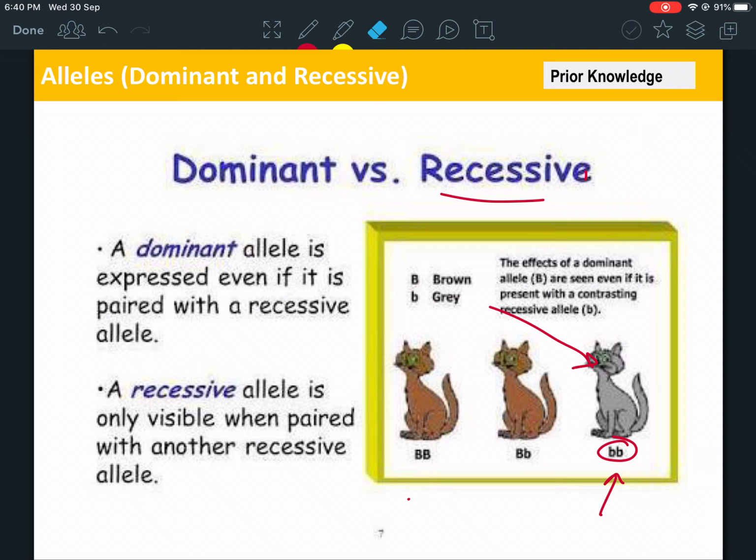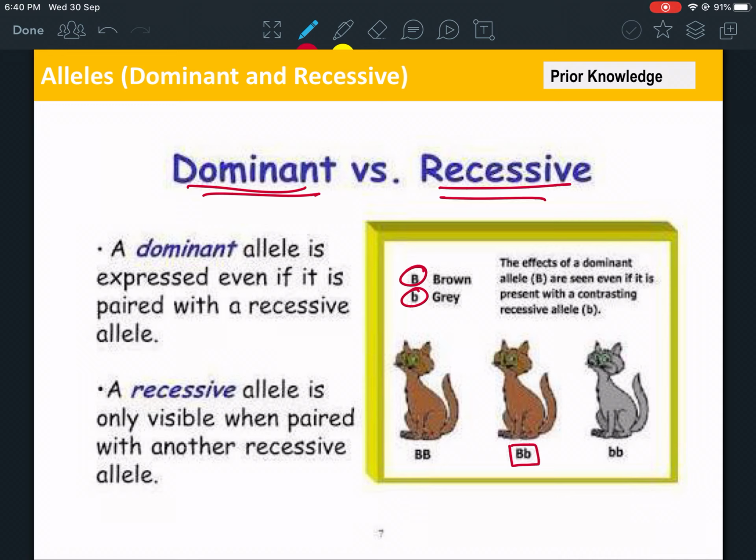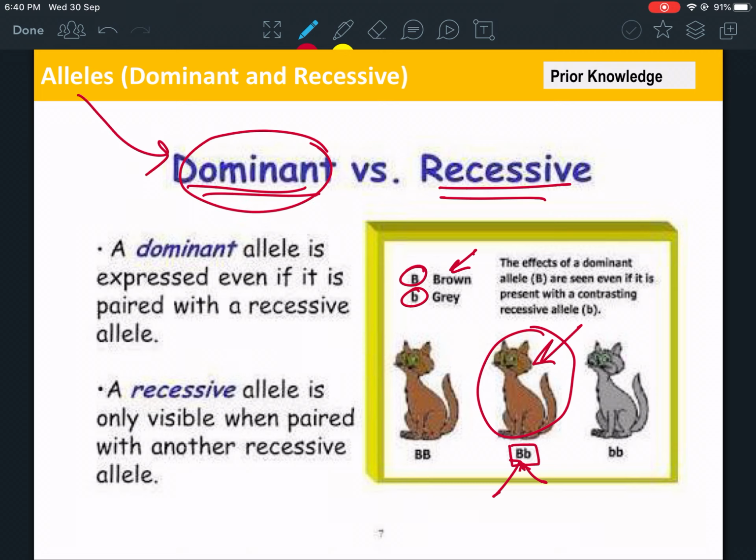Now how about the one in the middle? I kept this for last. This one got a big B and a small b. The big B is dominant, it's stronger. The small b is recessive. So the cat is brown. Some cats have different colors, like half brown, half gray, but this has nothing to do with this situation here. Brown is stronger. So when she has both of these, the stronger allele, the dominant one, is the one that's going to show.